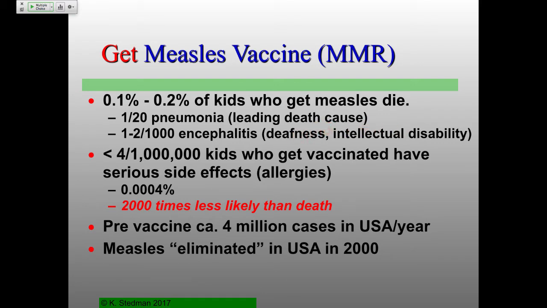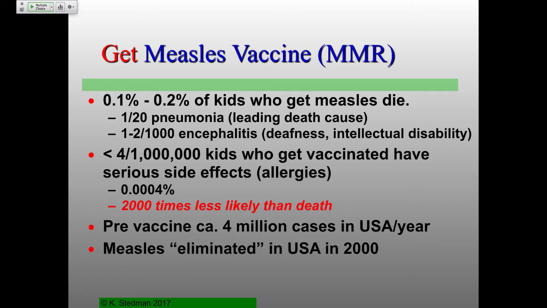Now, a lot of people argue, too many people in my opinion, that vaccines are not safe. Vaccines are not 100.00000% safe. There are a few cases of negative side effects, mostly having to do with allergies, rashes, etc. There's really good statistics. About 4 in a million kids have serious side effects. That's 0.0004%. So side effects are 2,000 times less likely than dying. Take your pick. My kids have all been vaccinated as soon as they could be.